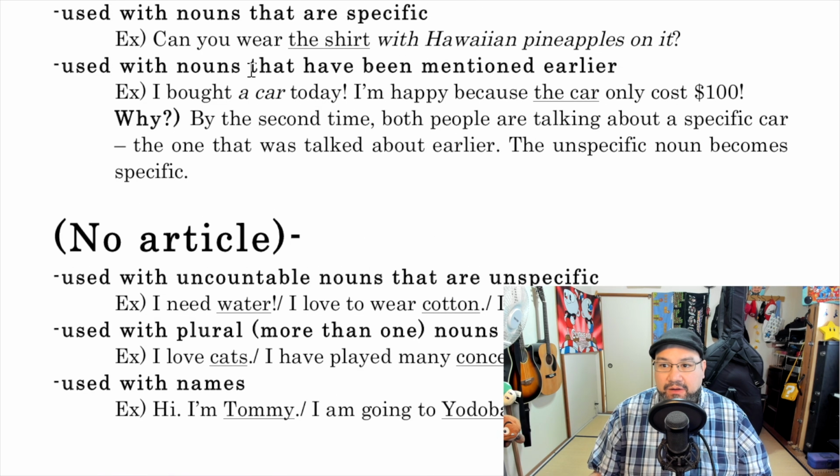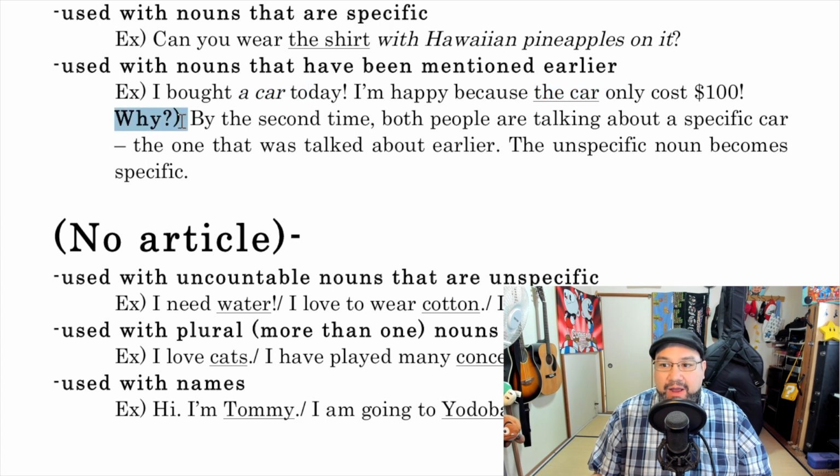Finally, "the" is used with nouns that have been mentioned earlier. For example, I bought a car today. I'm happy because the car only cost $100. So at first we say "a car" because the listener doesn't know which car. In the second sentence, we know this car is here. So, I'm happy because the car only cost $100. It's the same car. At first not specific, then it becomes specific.